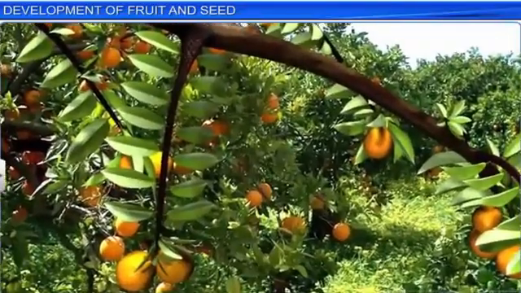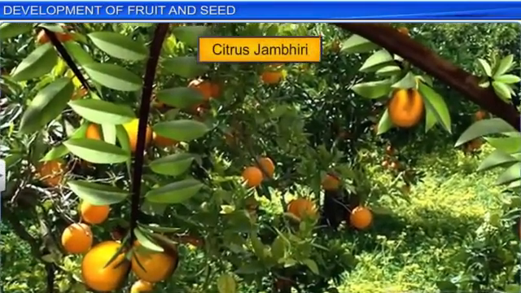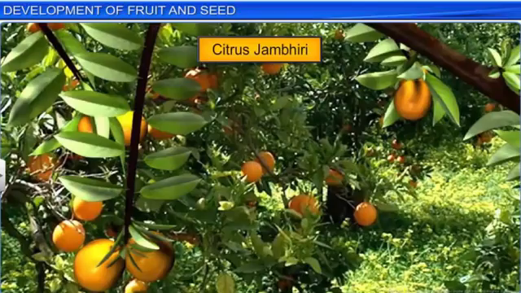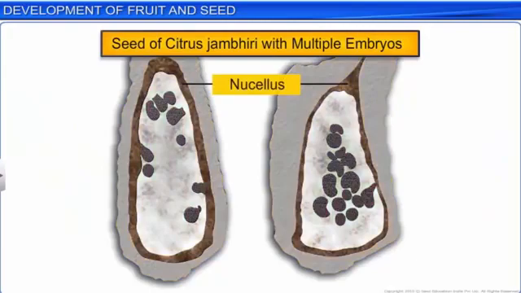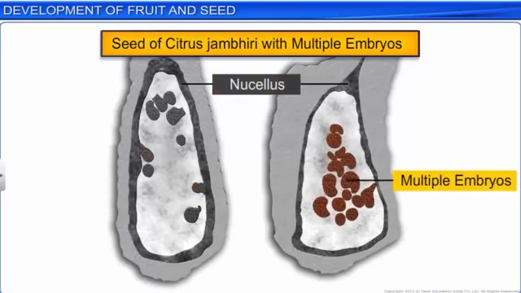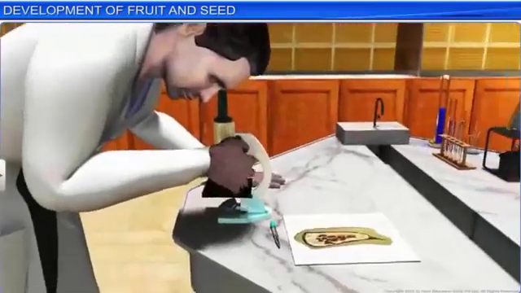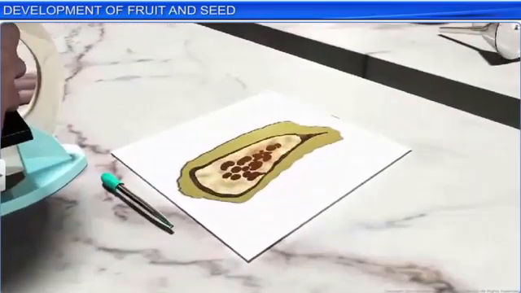Moreover, in certain apomicts such as Citrus jambiri, which belongs to the Rutaceae family, the nucellar cells surrounding the embryo sac divide and protrude into the embryo sac. Later, these cells develop into embryos, and hence a single seed contains more than one embryo. This phenomenon of having more than one embryo in a seed is called polyembryony. Thus, though we have gained a lot of knowledge about the formation of seeds and fruit, there are many mysteries that scientists are still trying to unlock.